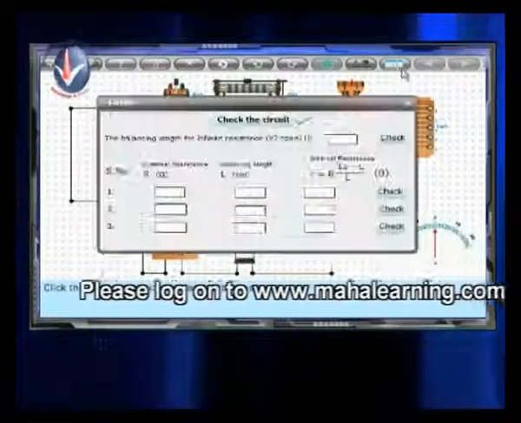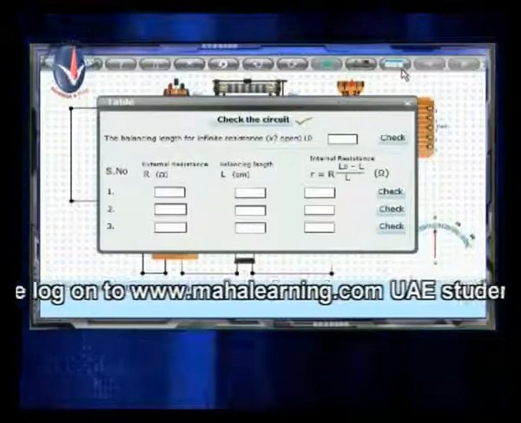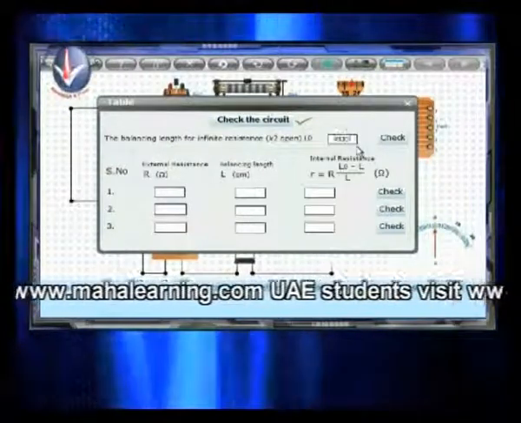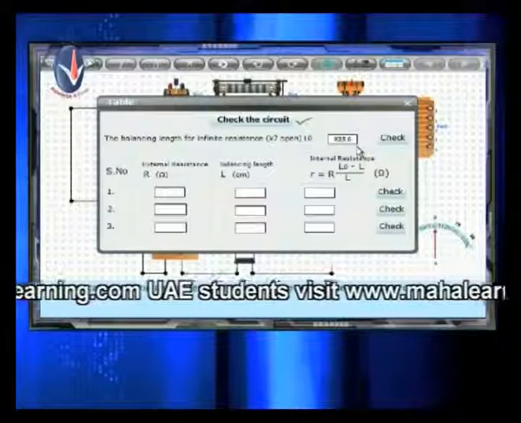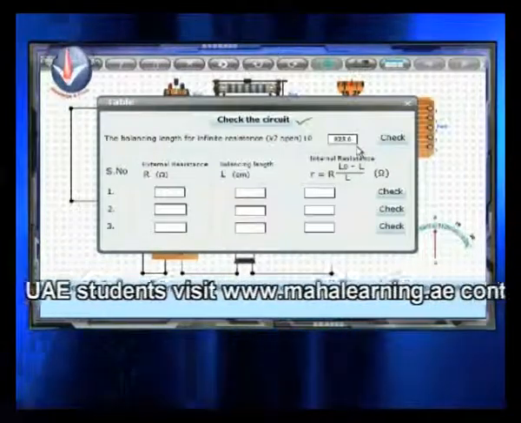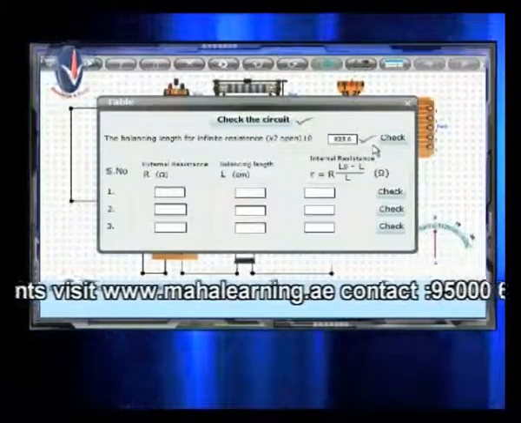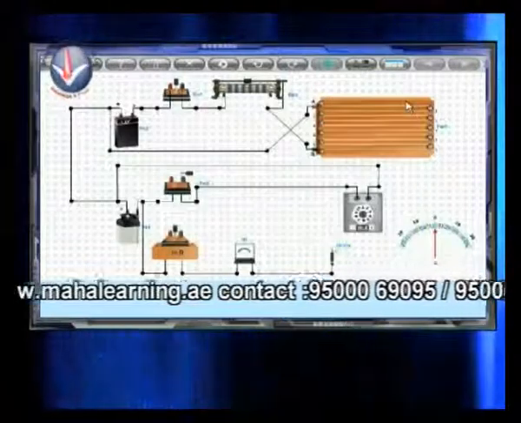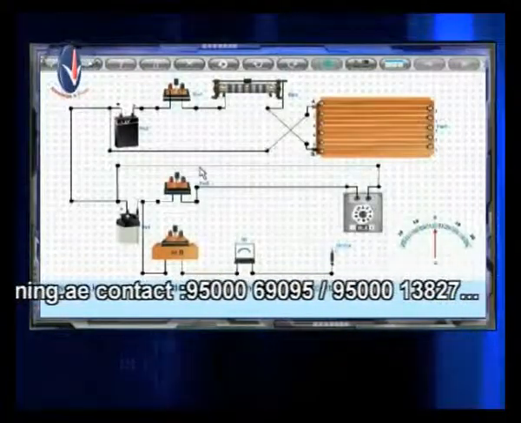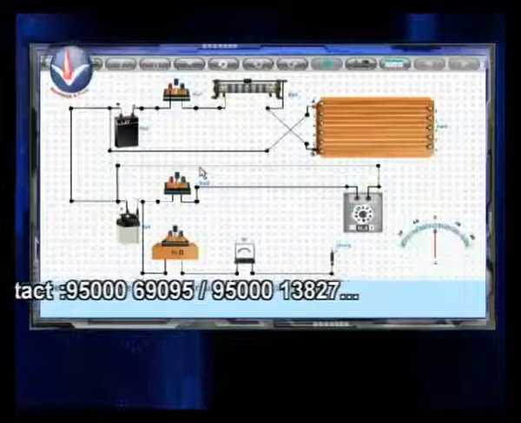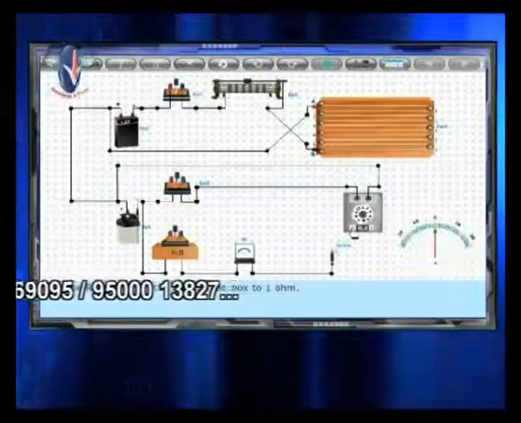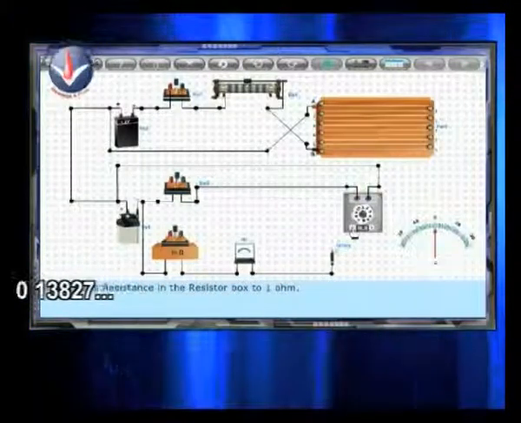Click on the table button to display the table screen. Enter the calculated balancing length for the infinite resistance in the appropriate slot. Click on the check button. Close the table screen. Close the key in the secondary circuit to include this circuit. Change the resistance in the resistor box to 1 ohm.